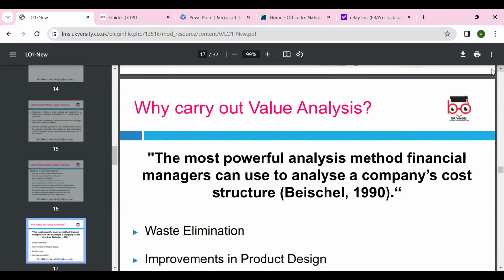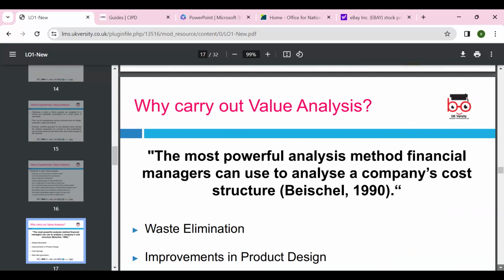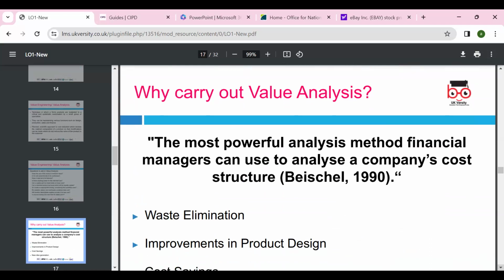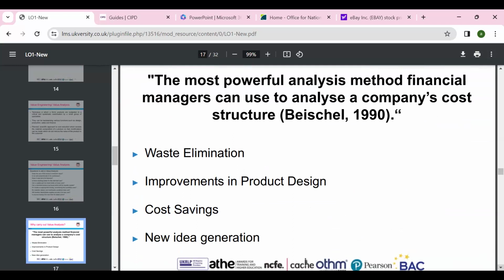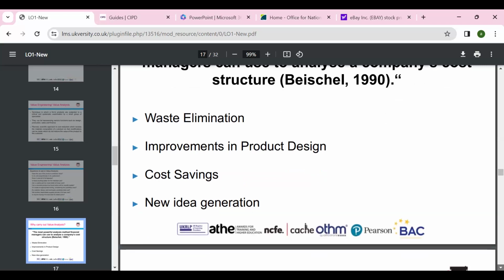Okay. So why carry out value analysis? It is the most powerful analysis method financial managers can use to analyze the company's cost structure. When we look at the cost structure, we can think about the fixed cost, flex cost, opportunity cost. So we need to think about all waste elimination, and we can reduce the waste, because if we have a high storage cost and stock stays in our warehouse longer, that is also a cost. And we have opportunity cost, where we are missing an opportunity. We all need to look around the improvement in the product design, cost saving, new idea generation.